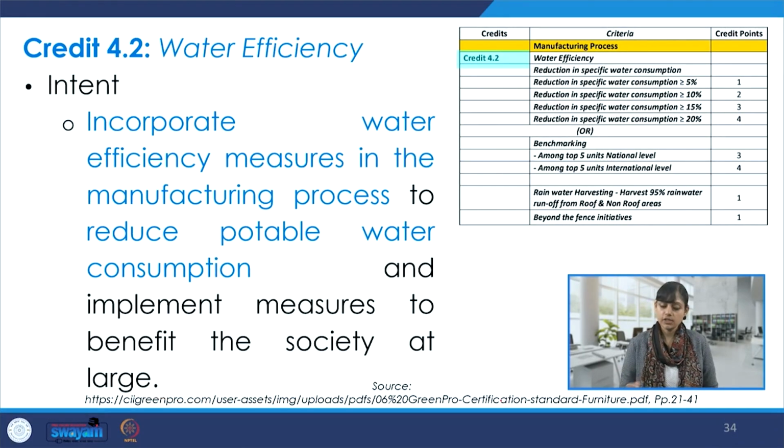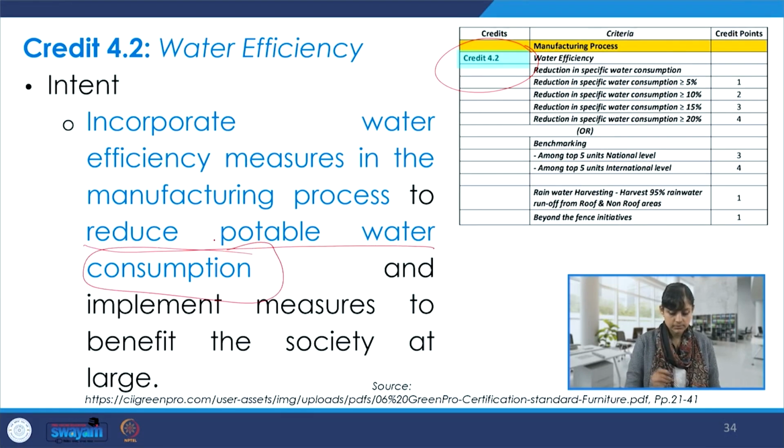Now for water efficiency, we have credit 4.2, and the intent is to incorporate water efficiency measures in the manufacturing process to reduce potable water consumption. And of course, implement measures to benefit the society at large. And these are the credit points which are associated.